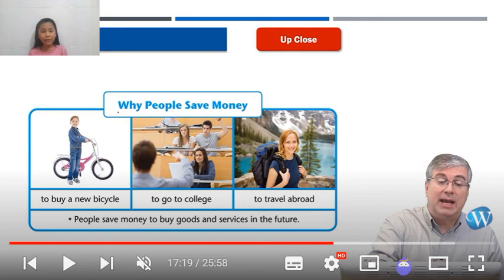Maybe you want to travel abroad to have fun, or so that you can find more jobs, or maybe you can learn more about those countries, right? Or to become more famous. I don't know. Well, people save money to buy goods and services in the future, or maybe just to spend over time, right? Why do people save money? Those are very common answers. But there are also many other reasons why people save money.